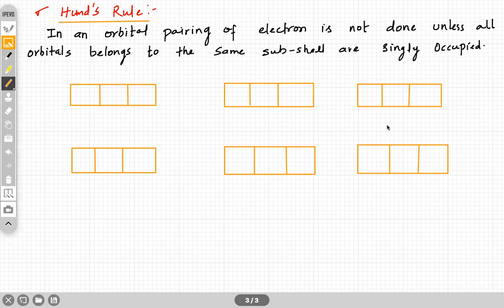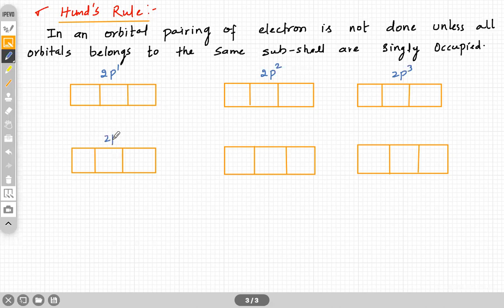Right. So it says that in an orbital, the pairing of electrons is not done unless all the orbitals belonging to the same subshell are singly occupied. Means orbitals belonging to the same subshell must have one electron each. Then pairing of electrons is possible. Suppose here we have 2P1 configuration, P subshell, 2P1 configuration. This is 2P2 configuration. This is 2P3 configuration.